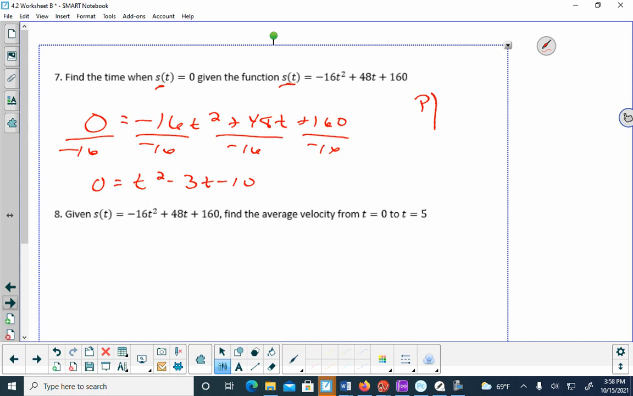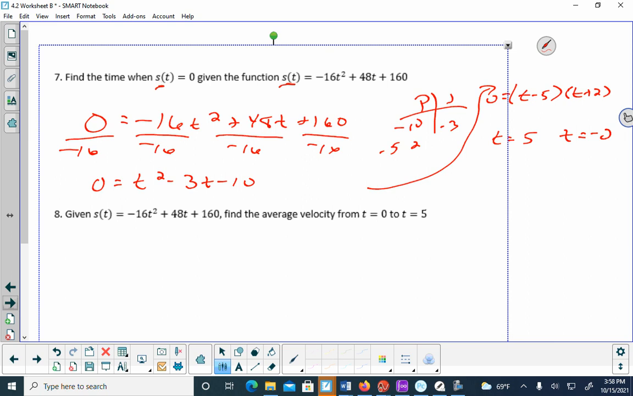So my product is negative 10. My sum is negative 3. So I'm going to end up using negative 5 and 2. So that factors as t minus 5 times t plus 2. And that's still equal to 0, so t is going to equal 5, t is going to equal negative 2. Well, the negative time doesn't make sense, so my final answer is going to be 5 seconds. That's how long it takes for it to hit the ground.